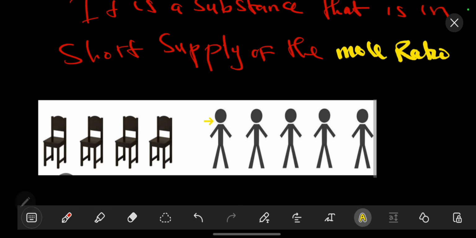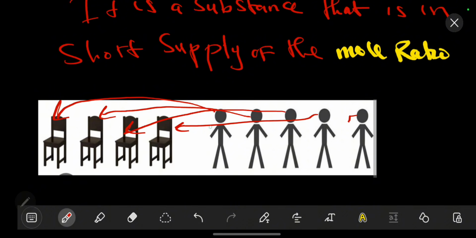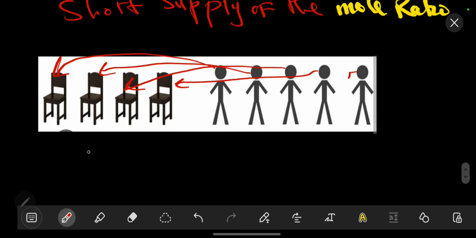If we have these people who want to sit, this person would sit here, let's say. Let's begin with the last one. This person would sit here, this other person would sit here, this other person would sit here, this other person would be able to sit here, but the last person will not be able to sit anywhere because the chairs are done. So in this case you can say that the chairs are the limiting reagents.